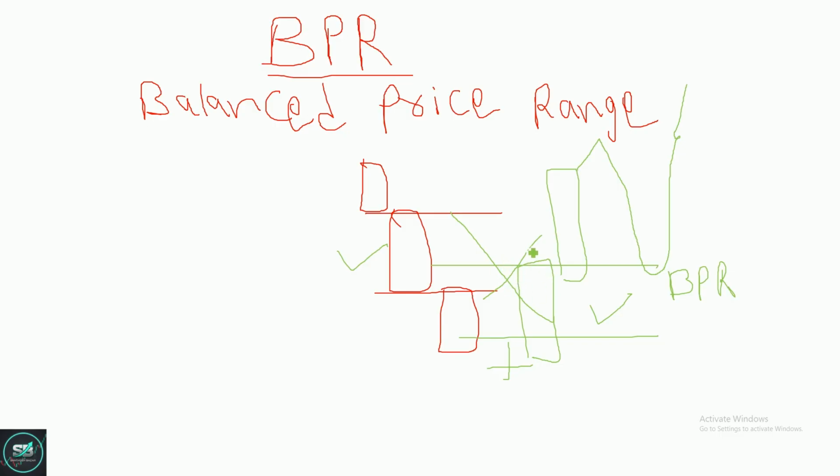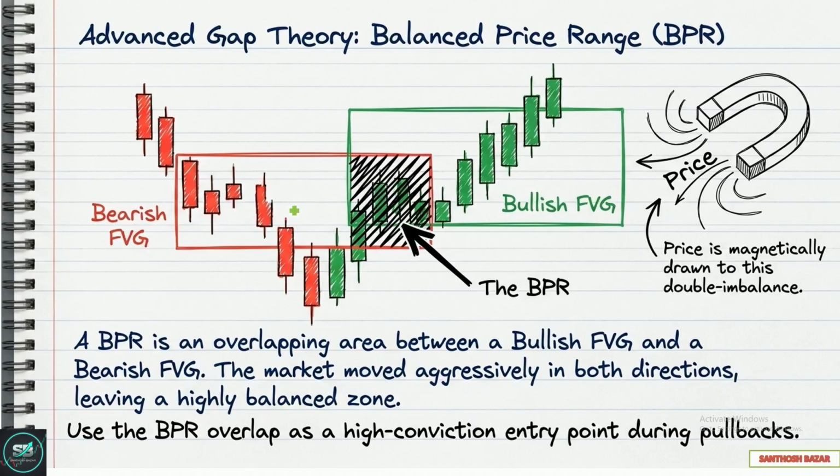When two magnets are at one place, how will the pull be? The pull will be very much stronger. Price will definitely come back to this range, and it is going to give a bounce from here. So that is what I've explained here. This is an advanced gap theory, balanced price range. So the overlapping area between bearish FVG and bullish FVG is called a BPR.